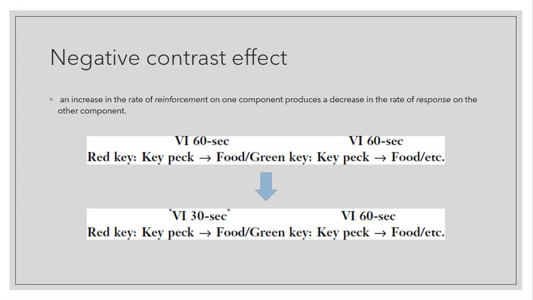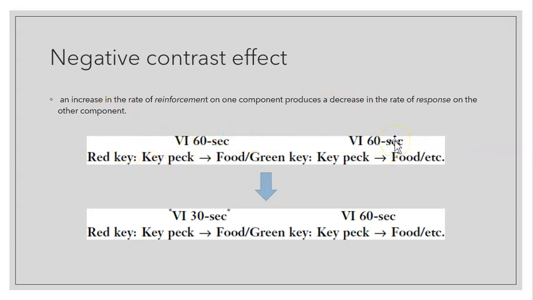So first, negative contrast effects. This is where there is an increase of reinforcement on one component, which produces a decrease of response to the second. Okay, so here we've got that multiple schedule of reinforcement that we talked about, where we've got a pigeon, for example, that has to peck a red key and gets food. It has a VI of 60 seconds, and then there's a green key that also has a VI of 60, and it gets food after that. So you do one, then the other. Both have a VI of 60.